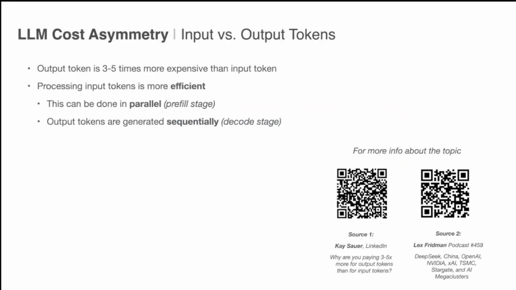And if you look at other models, you will see that usually the output is from 3 to 5 times more expensive than input. Simply put, the reason is that processing input tokens is more efficient. This can be done in parallel. Output tokens are generated sequentially.